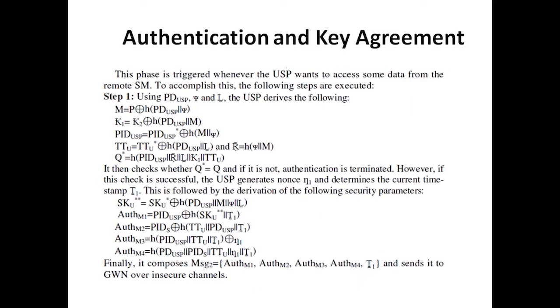Now we move on to the authentication and key agreement phase, which is triggered whenever the USP wants to access some data from the remote smart meter. The process begins by having the USP utilize some of the parameters that were assigned during the registration phase to compute the 5 security tokens shown in step 1, before one of these computed parameters is validated.